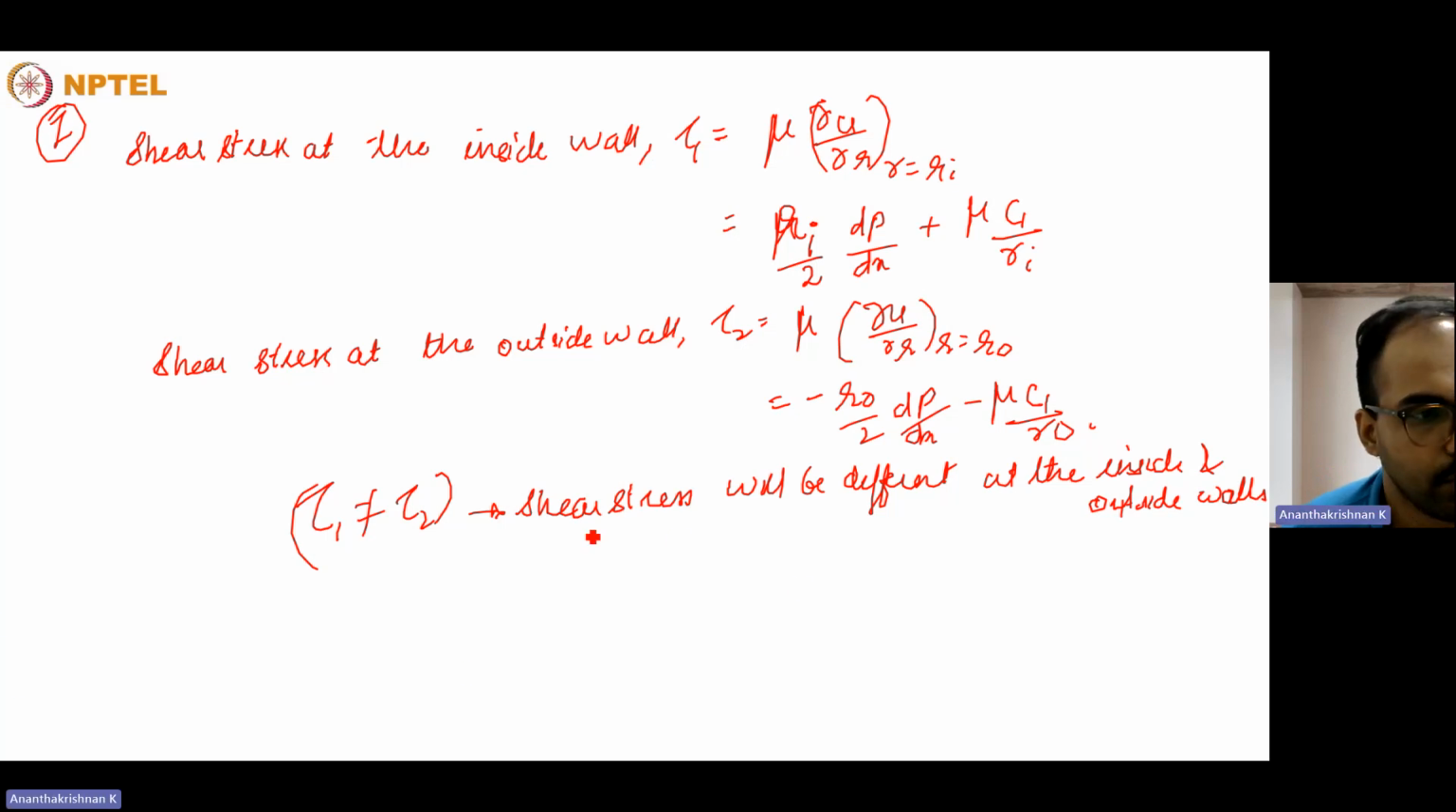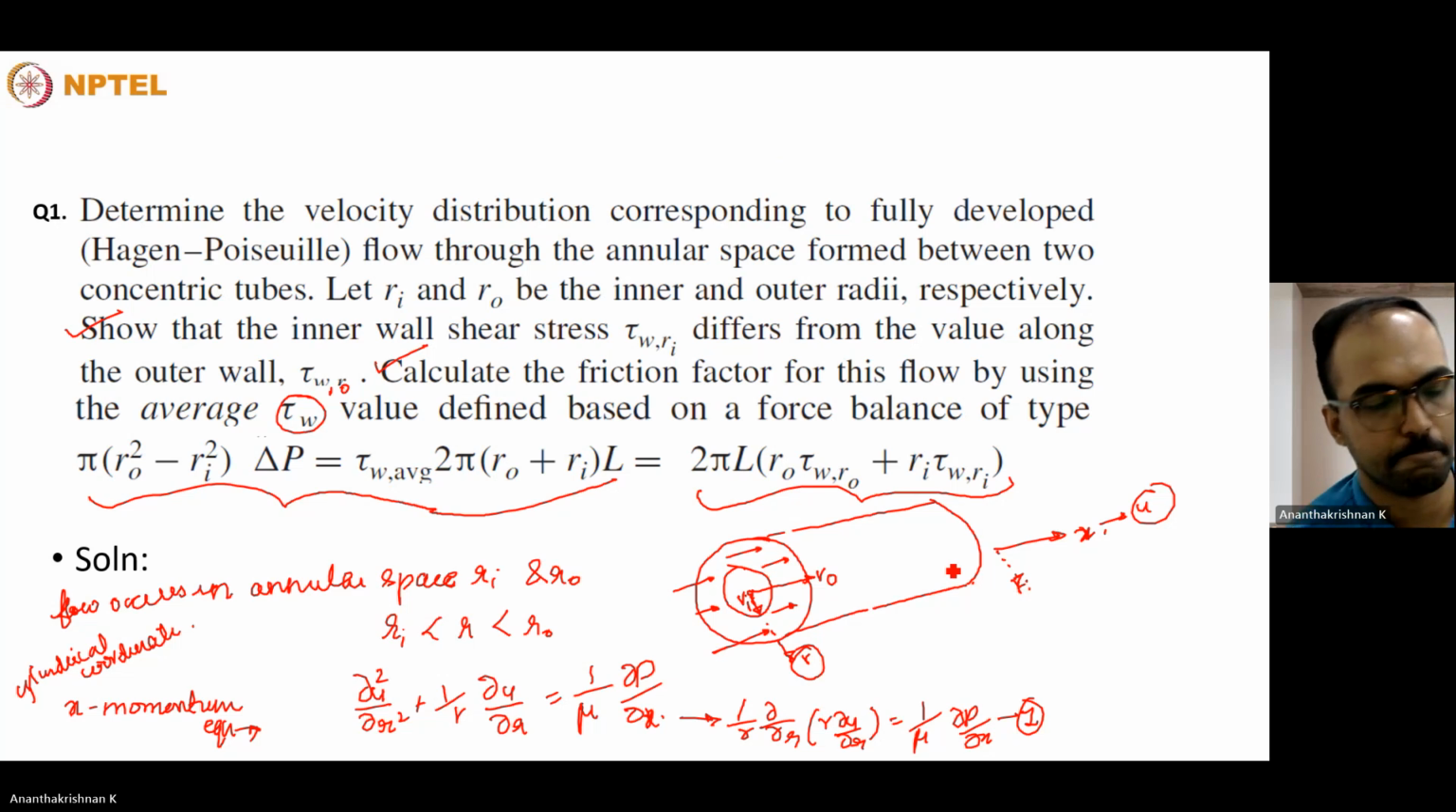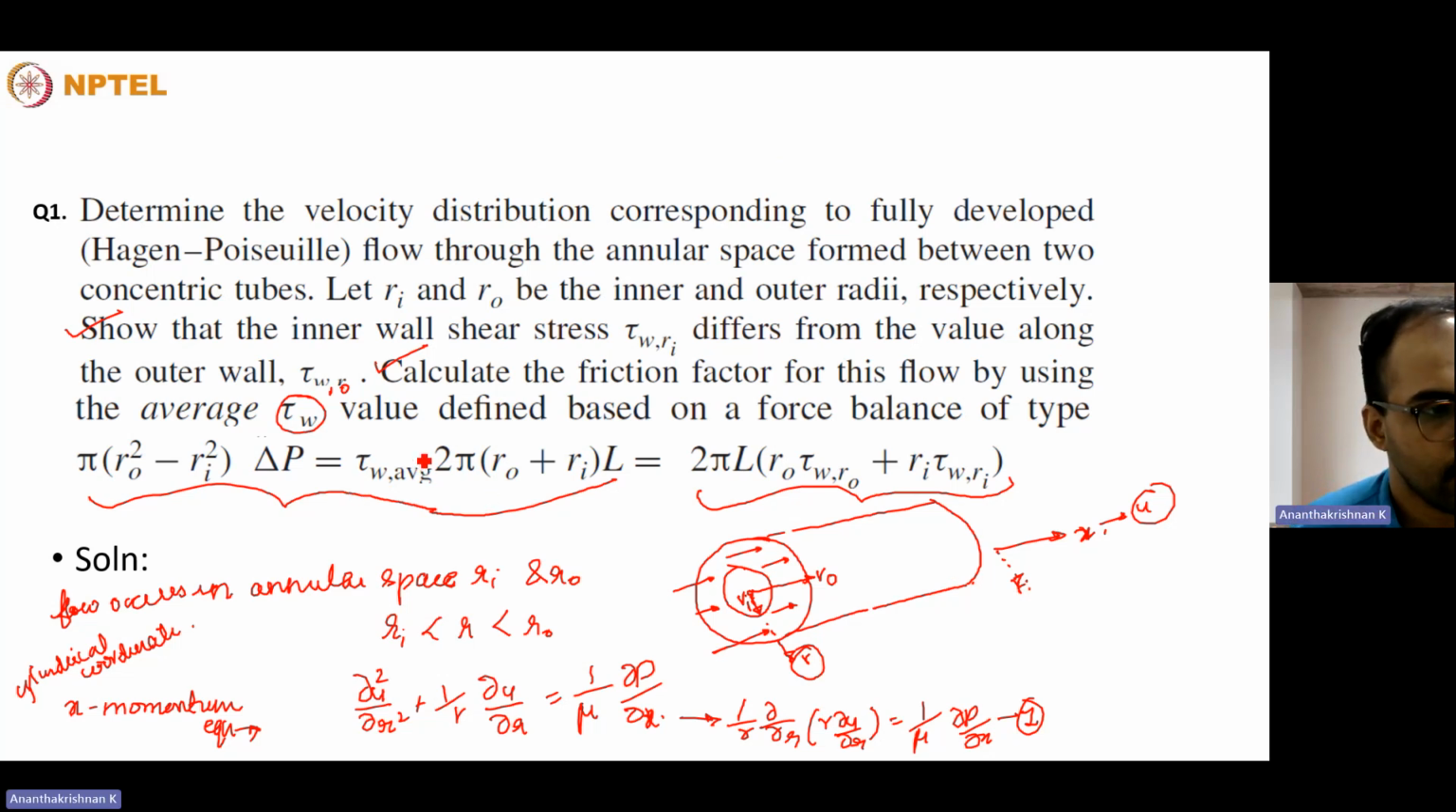Now coming to the second part of the problem, the question asks that we calculate the friction factor by using the average shear stress value, and we could use a force balance equation to obtain this. It's given that tau average into 2 pi into r outer plus r inner, L, is equal to this particular form. This is shear stress average into total surface area at the inside and the outside part.